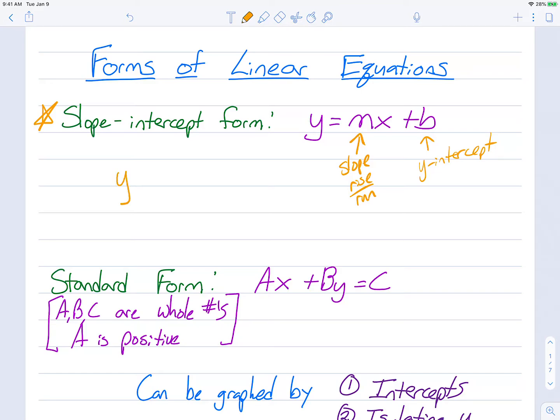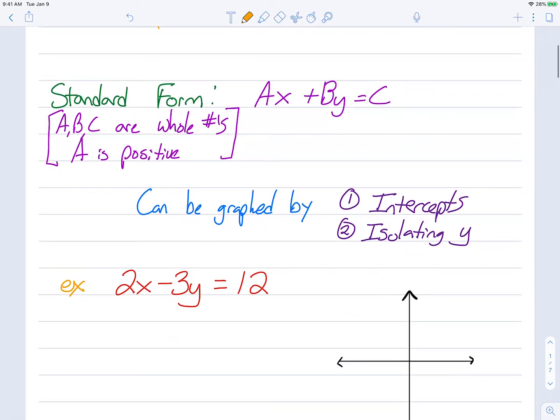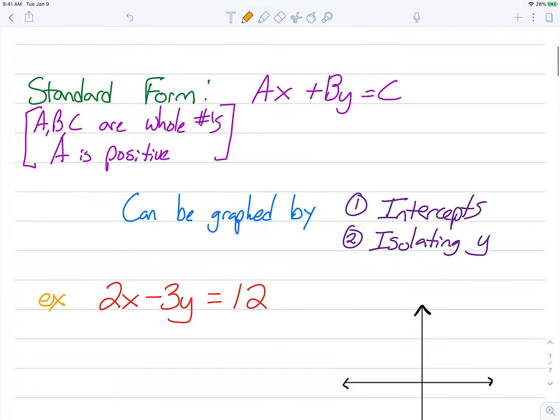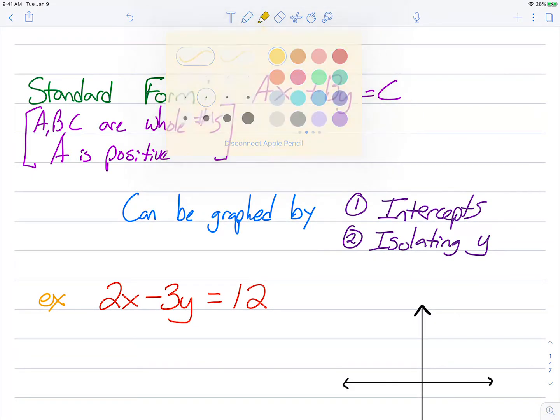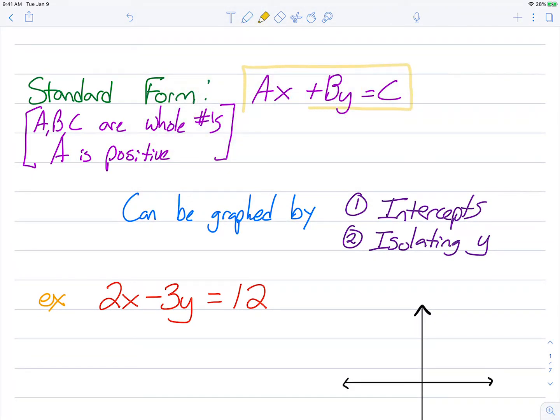So if we had an equation like y equals 2x minus 3, that means the slope is 2, or 2 over 1, and the y-intercept is -3. So you can graph it from slope-intercept form. Another form of a linear equation is standard form. Standard form is ax plus by equals c.